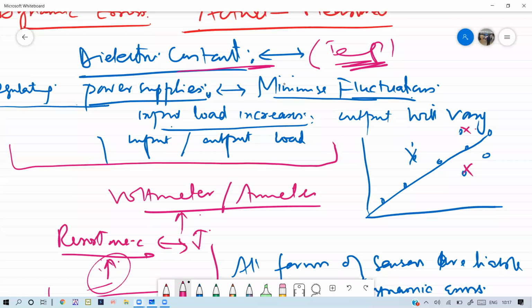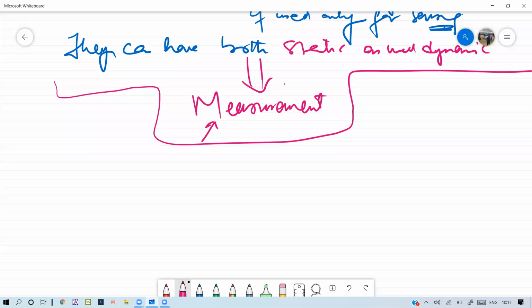So these are different types of errors which are taken care of during the working, or when you use a transducer as a sensor. We can use them for sensing, and we can also use them for readout. In those cases, we have to take care of the errors. Then there are different parameters.